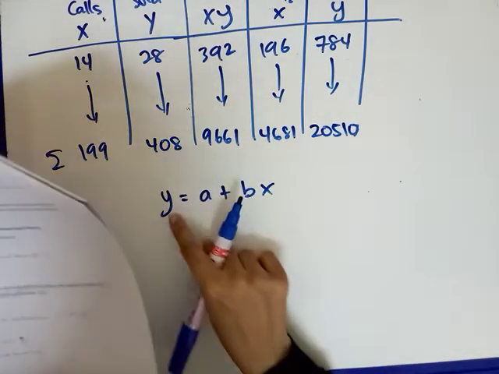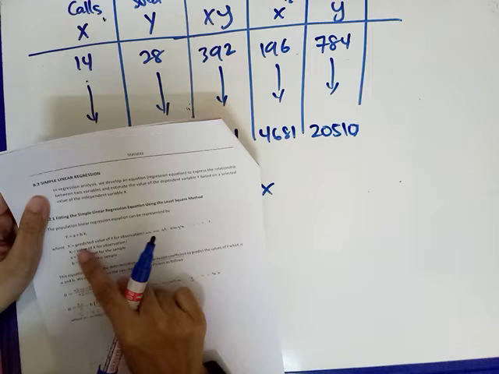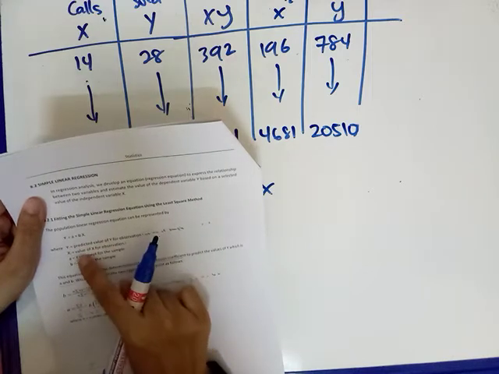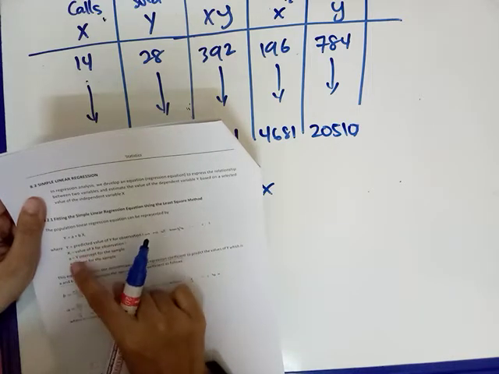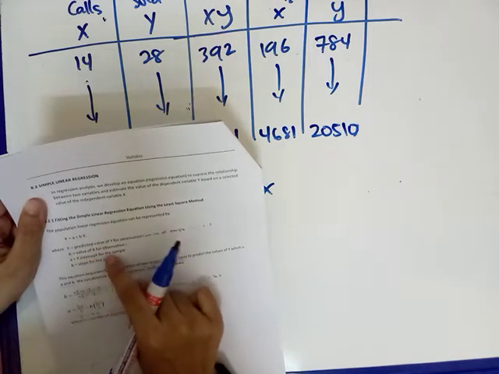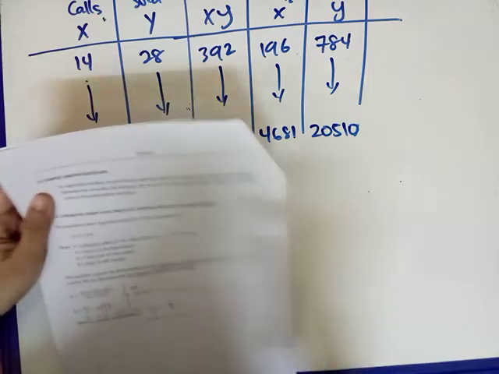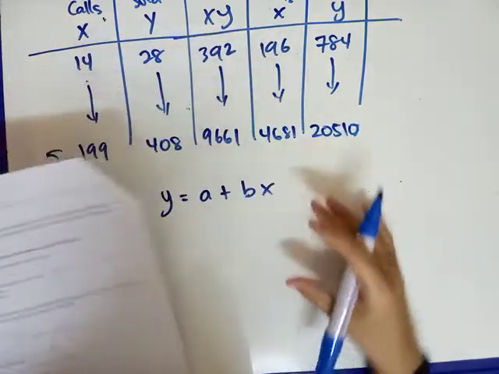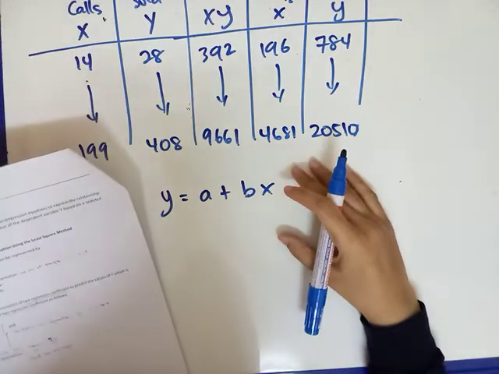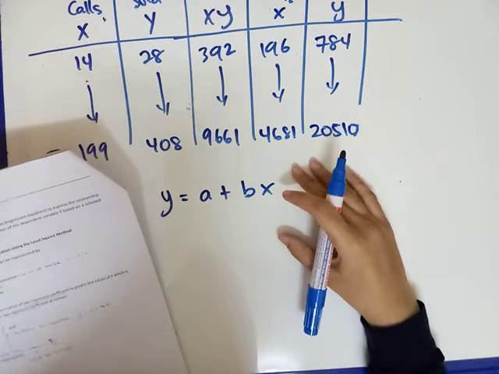Look at your next slide. y is the predicted value of y, x is the value of x, a is the y-intercept for the sample, and b is the slope for the sample. So this equation requires the determination of two regression coefficients to predict the values of y.